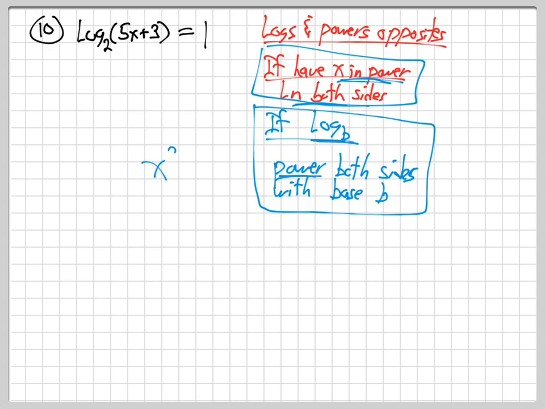They're just like an x squared. What do you do with x squared equals something like 9? You root both sides, don't you? Because they're opposites and then they just cancel each other out. Well, that's exactly what logs and powers are, opposites.